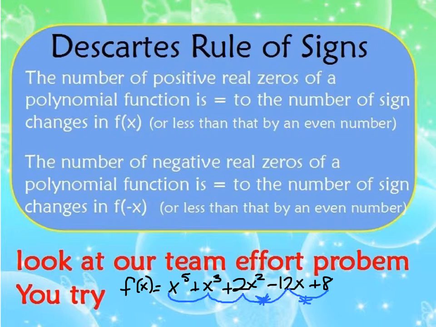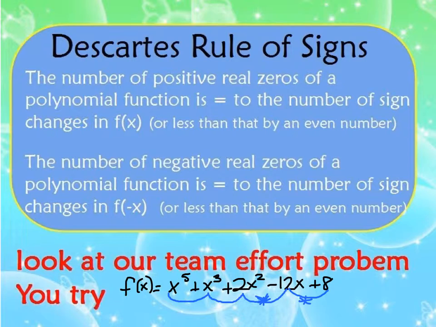So the number of positive real zeros is equal to the number of sign changes. That tells me that I should have two positive zeros. And if you look back at our team effort problem, we had one, but remember that it was there twice, and so it would actually be counted as two positive zeros. Okay, good. Let's look at the second part of this.